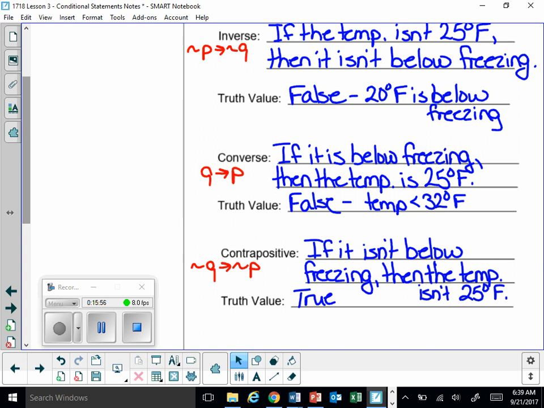So at this point, I want you to write a summary of the lesson. You should be sure to include the conditional statement, inverse, converse, contrapositive. You should also include the idea of logically equivalent, and make sure you include the symbolic notation.